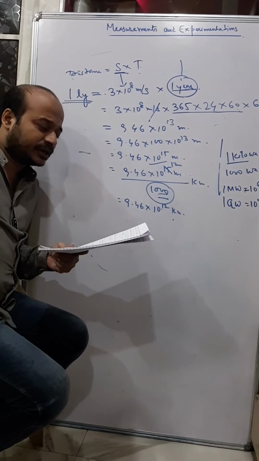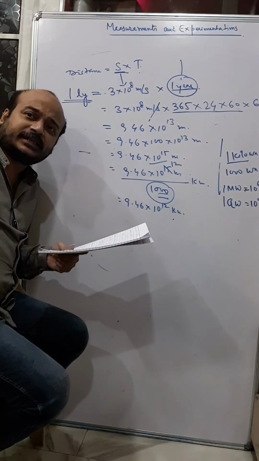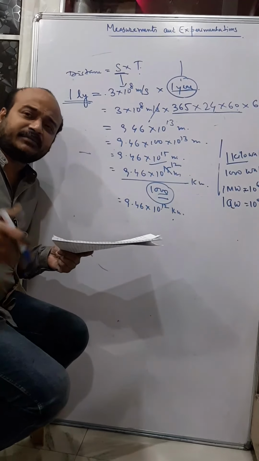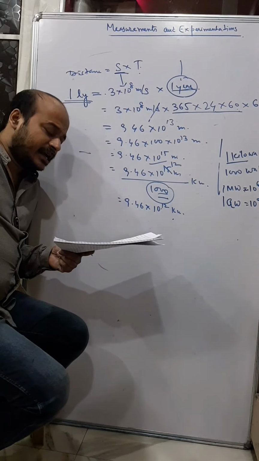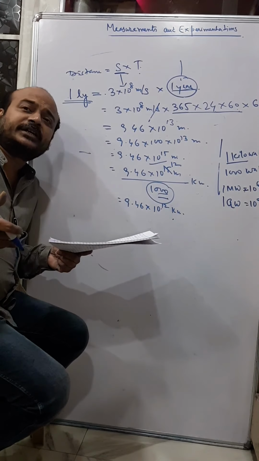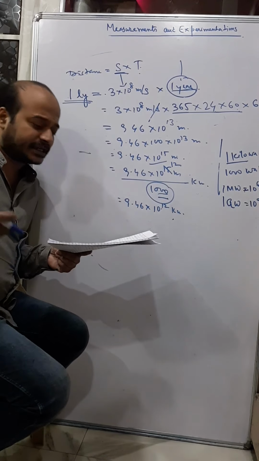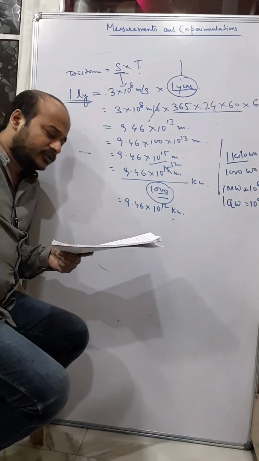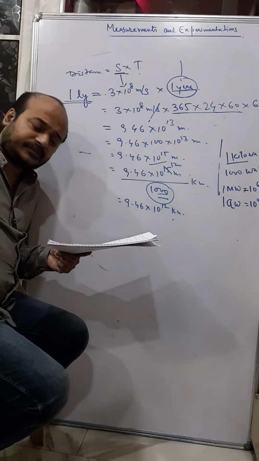And then kilogram, mass. The SI unit of mass is kilogram. Smaller units are gram and milligram, and higher units are quintal and ton. 1 quintal is 100 kg and 1 metric ton is 1000 kg. So this you will learn by yourself.